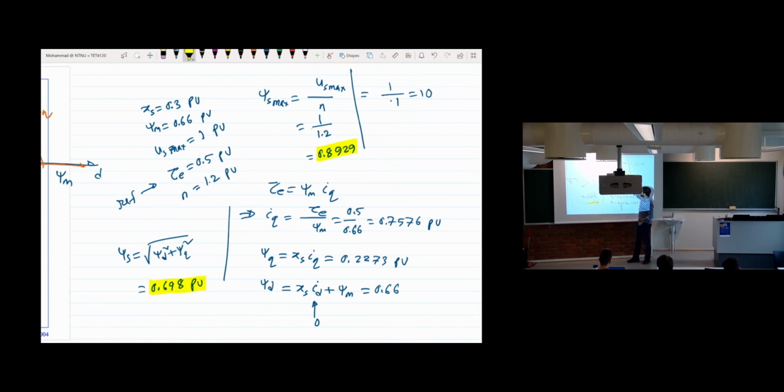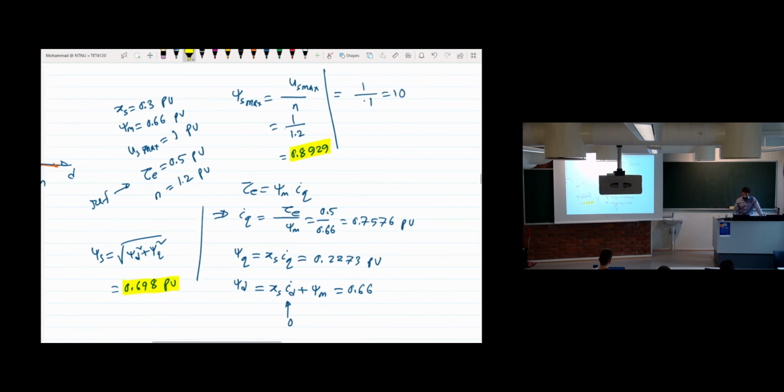the actual one. This means we can increase the torque. To have more, we can increase the Q-axis current to have more torque from this machine, because this flux is less than the maximum stator flux. But I also want to show you one example where we need to do the field weakening.